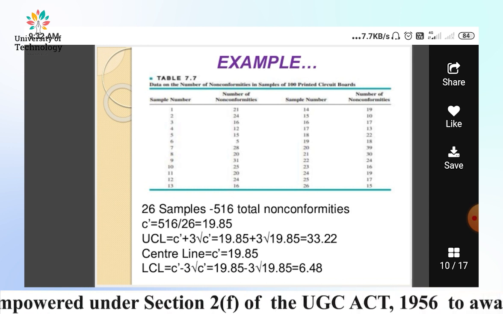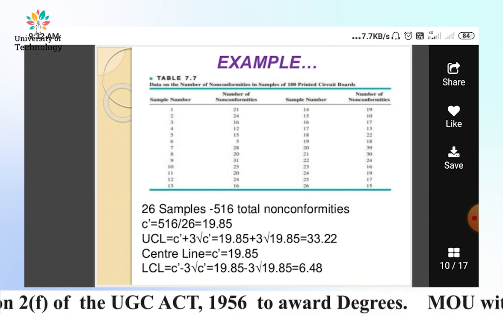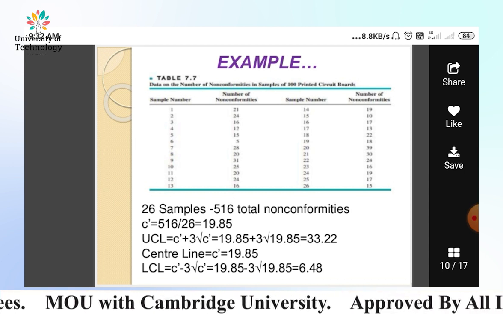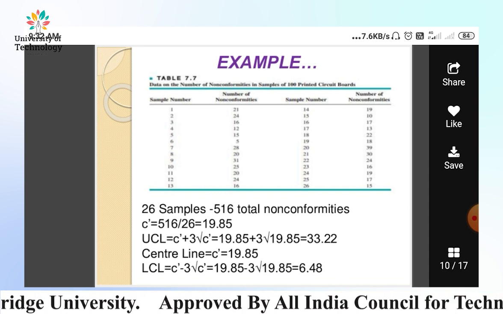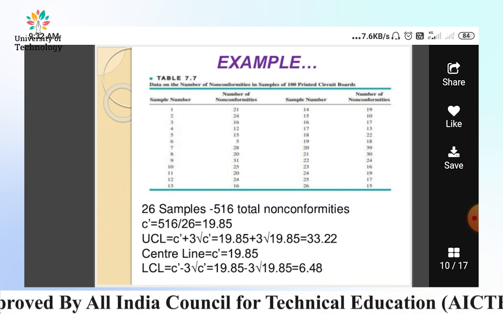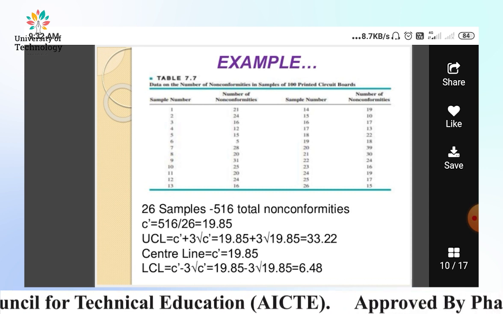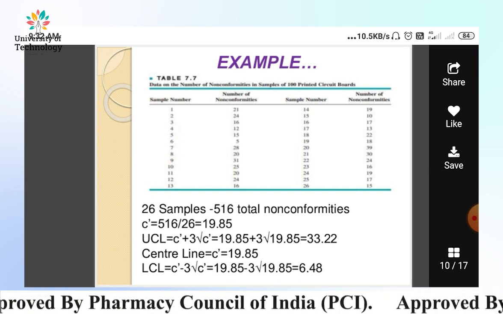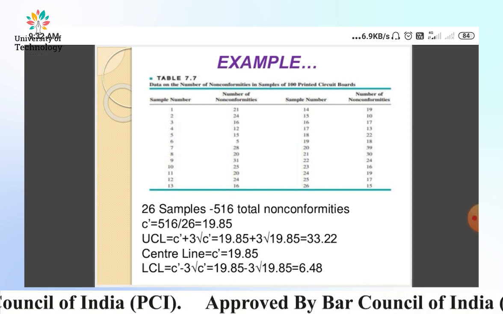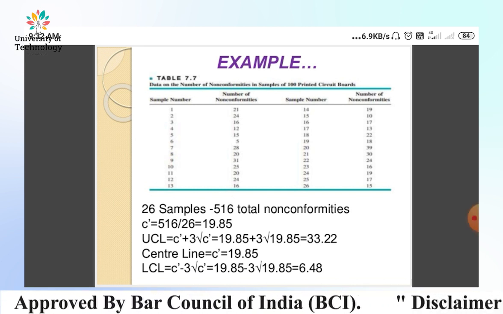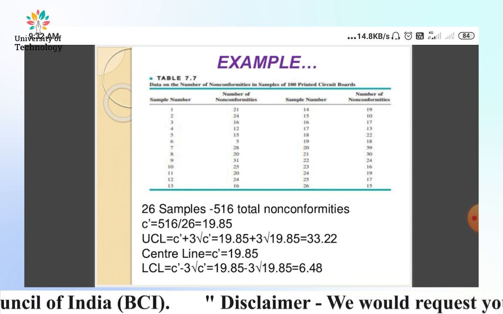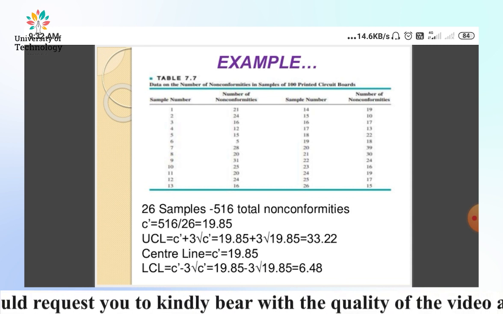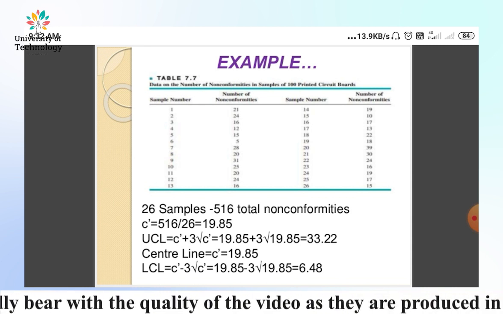Upper control limit is equal to C dash plus 3 root C dash, which is 19.85 plus 3 root 19.85, equal to 33.22, and the central line will be 19.85. The lower control limit, as previously discussed, has the formula C dash minus 3 root C dash, that is 19.85 minus 3 root 19.85. The value will be 6.48.